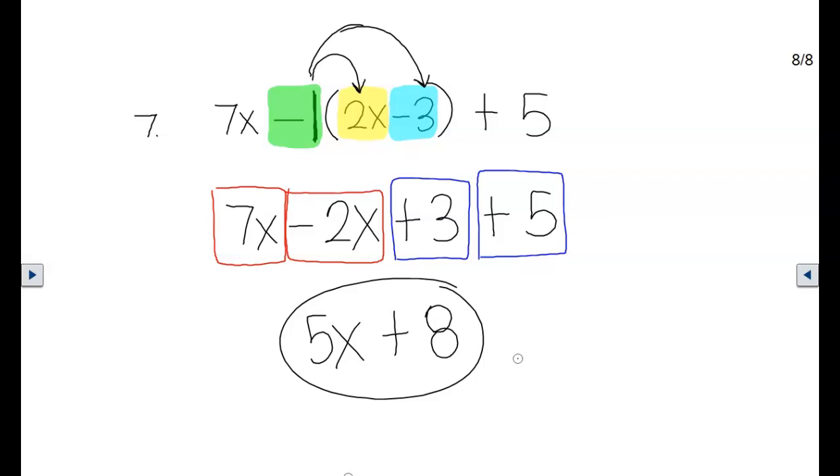So continue today to distribute and combine like terms. Please watch for the negative signs because there's going to be more of those going on today. Let terms keep the sign that's right in front of them, because that's what tells you if they're positive or negative.